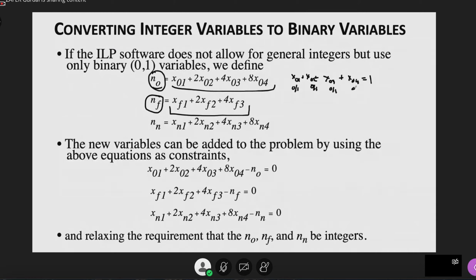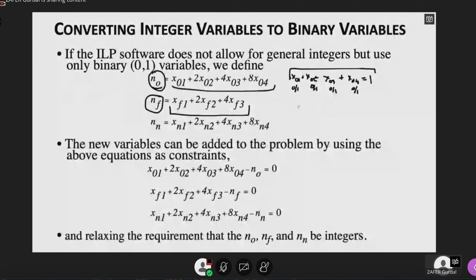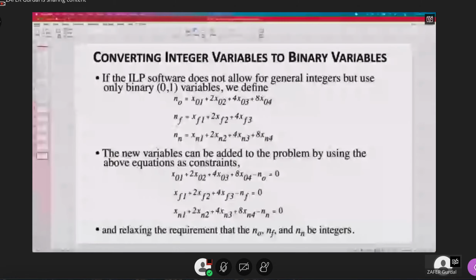If these are only 0, 1 variables, what is the meaning of this constraint? Want to give it a try? Want to answer this question? What is the meaning of that constraint that I just put in there? Waiting for an answer.